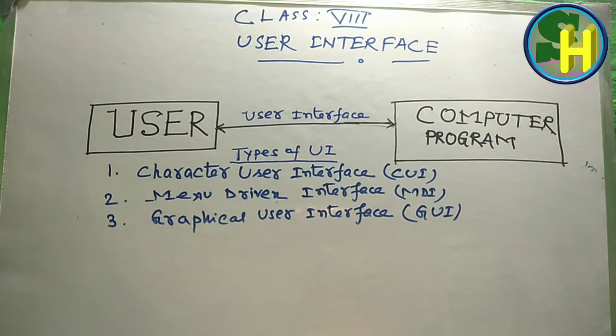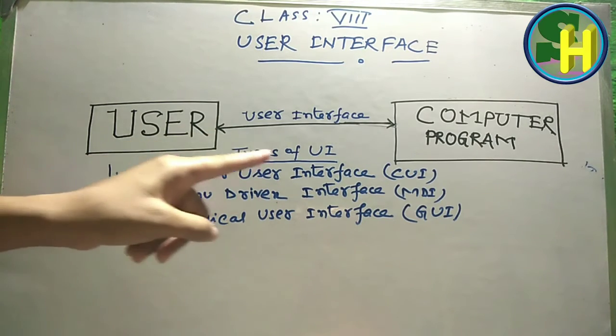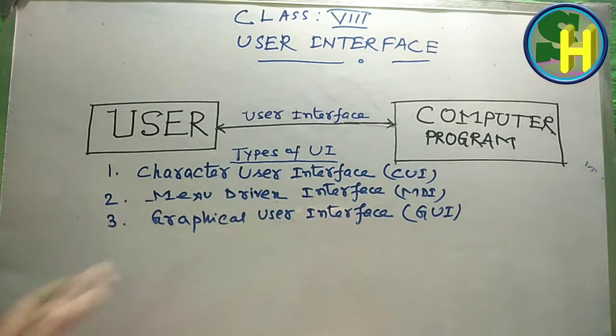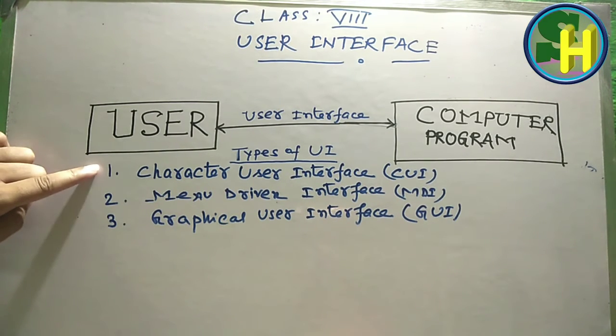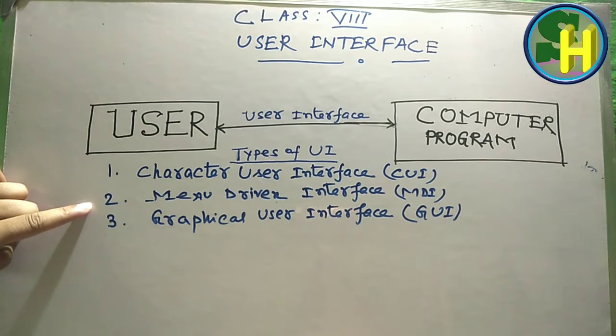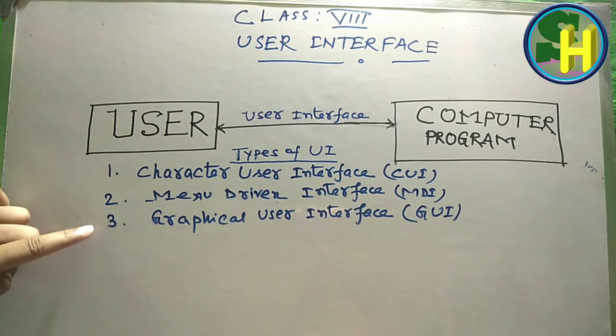There are three types of user interface. UI here means user interface, the short form. The three types are: one, the character user interface; two, the menu driven interface; three, the graphical user interface.